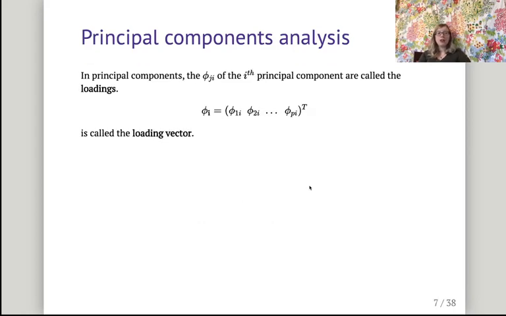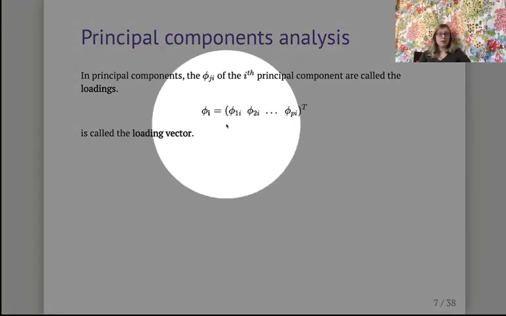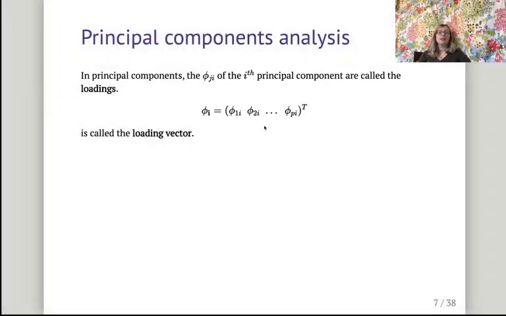So that vector of coefficients phi, we refer to that as the loading vector. Each individual coefficient, so phi 1i, phi 2i, these are the loadings. Another term for these are the rotations. That's the term that R uses in particular.